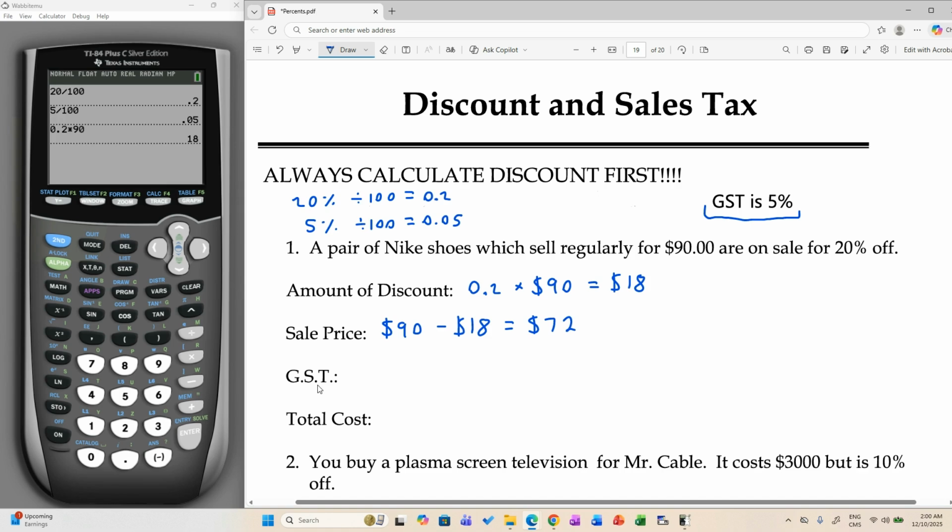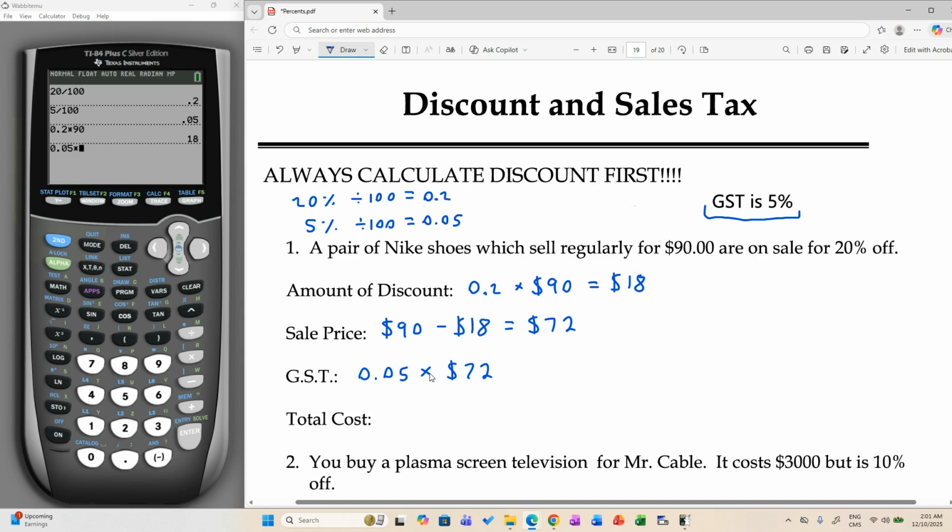Now for GST, we have to take 5% of 72. So here's what we're going to do. 5% is 0.05. So I'm going to write that in my calculator, 0.05. I'll write it here as well, 0.05. And I'm going to multiply it by my sales price, because that way I pay less taxes. And it's the right way to do it, because I would pay more tax. 5% of 90 is more than 5% of 72.